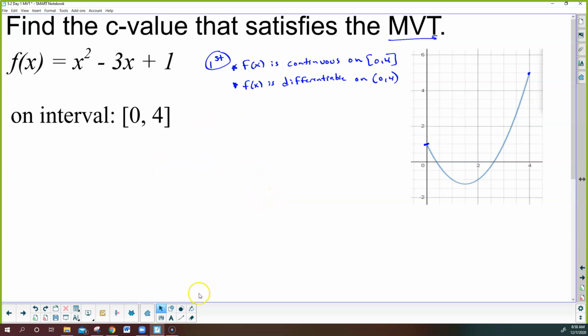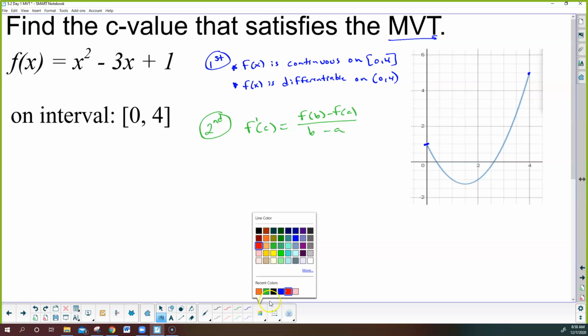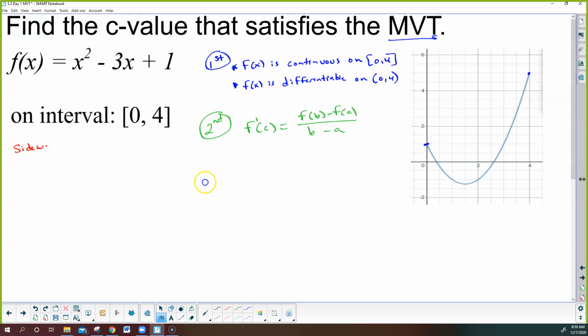And then the second part, I kind of think of this as side work almost, but the second part, we're then comparing how the derivative at C equals the average rate of change. So this is the conclusion part of the mean value theorem. Well, I need to know what's the derivative at C. I need to know what is f of B and f of A. Yes, we have a graph, so we could get that from the graph, but let's pretend we didn't have that graph. I think of this as side work.